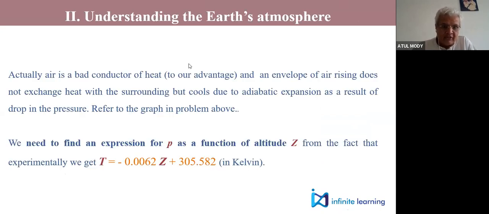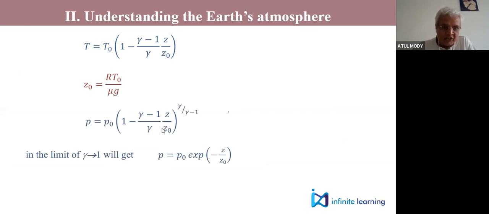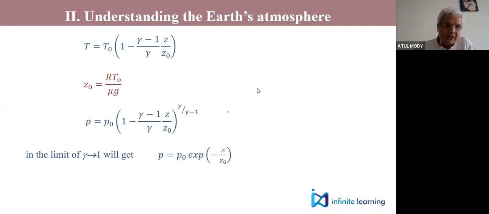And then, of course, with that, we go ahead and model not as an isothermal. We end up getting this expression for pressure. And this expression would, in the limit of gamma going to 1, reduce to the exponential formula that we talked about earlier. But otherwise, this pressure goes as (1 - Z/3.5 Z0) raised to 3.5, where Z0 is RT0 by mu G. That's the scale height.